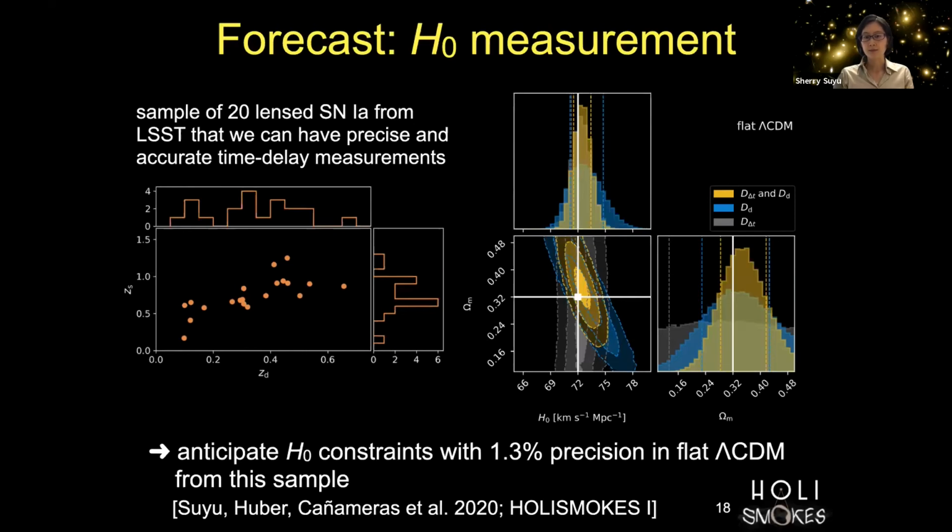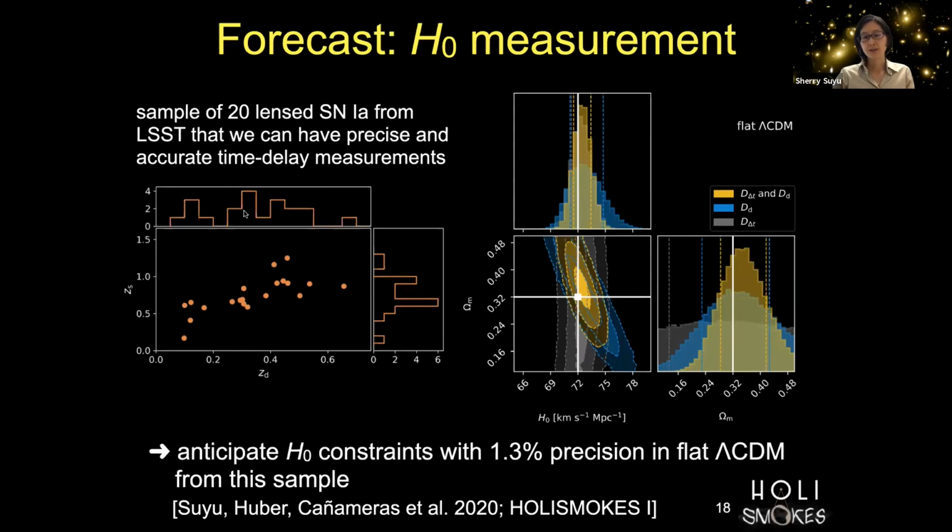We estimate we can measure the time delay distance, and the angular diameter distance to the lens with about 5% uncertainty. And with those assumptions, we forecast that we can obtain H0 with 1.3% precision in flat lambda CDM from this sample of lenses.